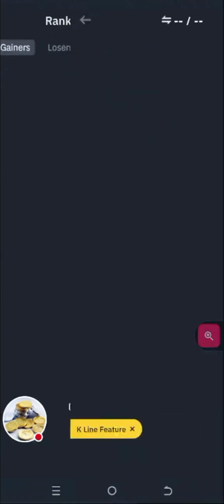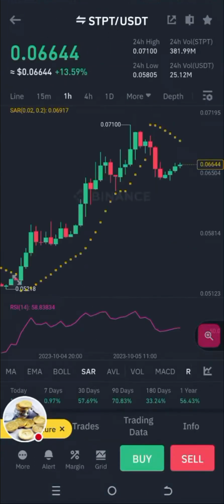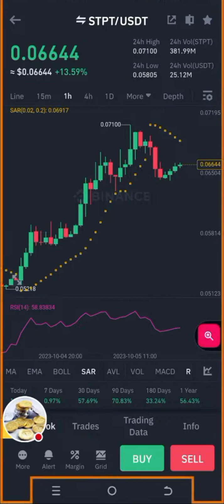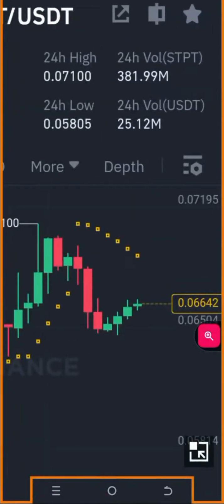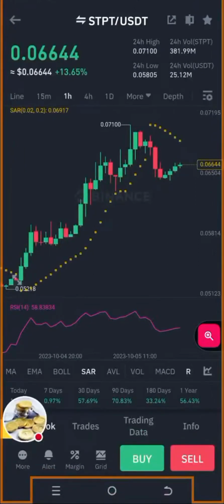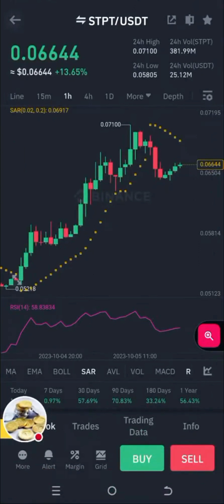I would look at STPT. It's also looking like it will work. But the only problem I'm having is that the parabolic SAR has gone really far and it looks stuck. And this can pull out one that you don't expect. So I'm not going to go for this. I'm not seeing enough volatility for me to go with this, right?